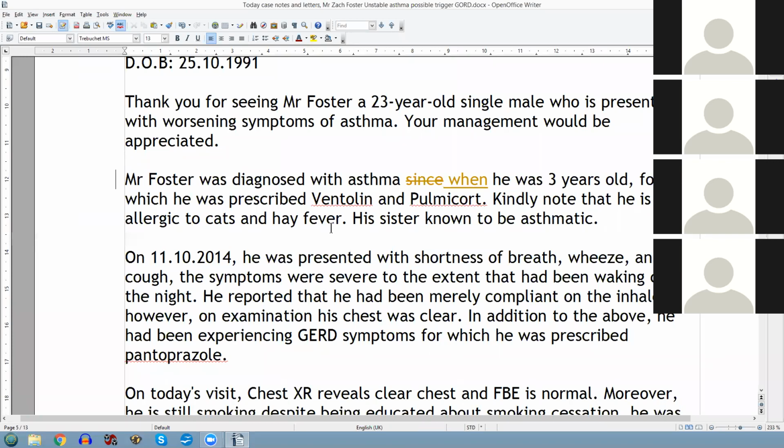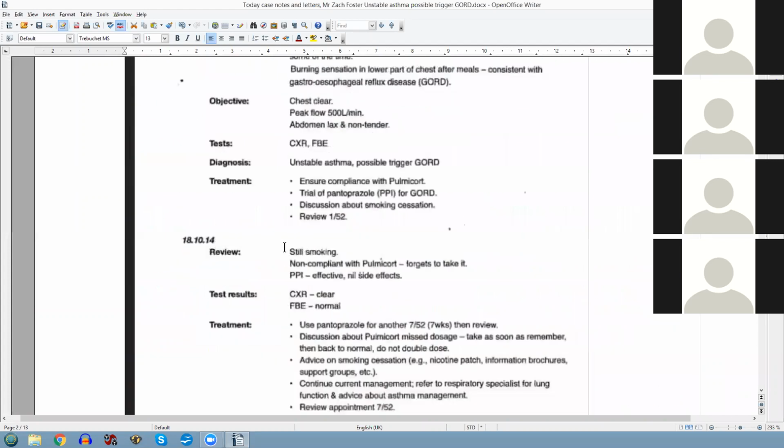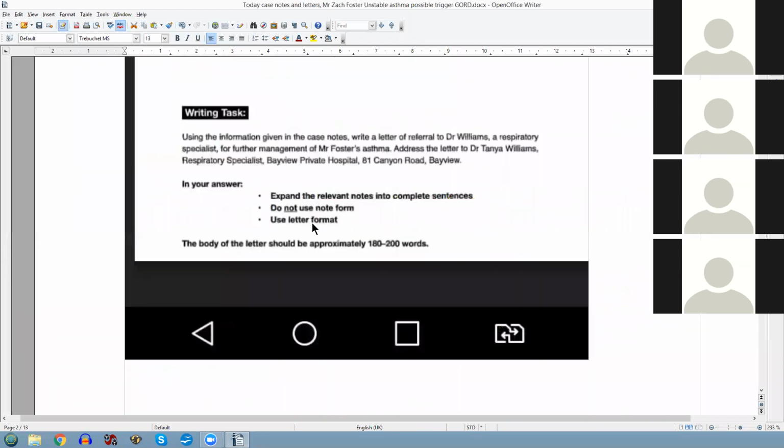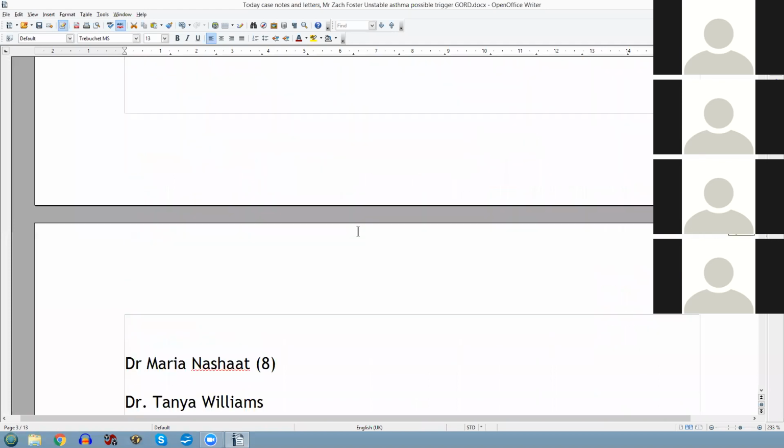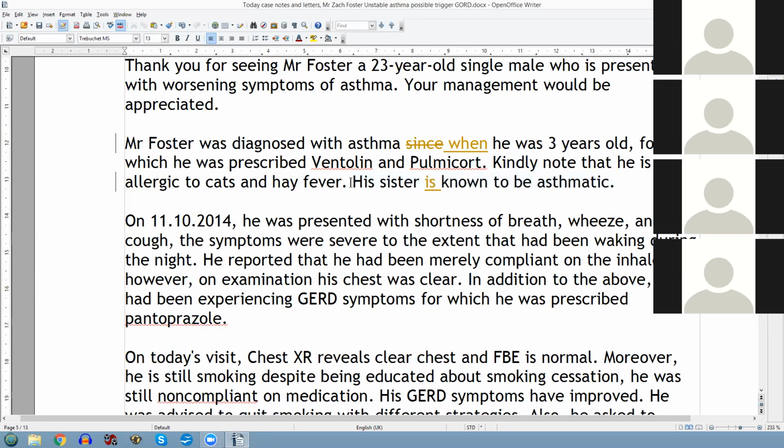Can you notice electric cats and hay fever? His sister is known to be asthmatic. That short sentence needs to be connected to the previous one. Because if it's not, it's very short and it looks like a note form, and they don't like notes. What does it say in the task? Do not use note form. Expand the notes into complete sentences. So, we don't want these very short sentences. His sister is known to be asthmatic.